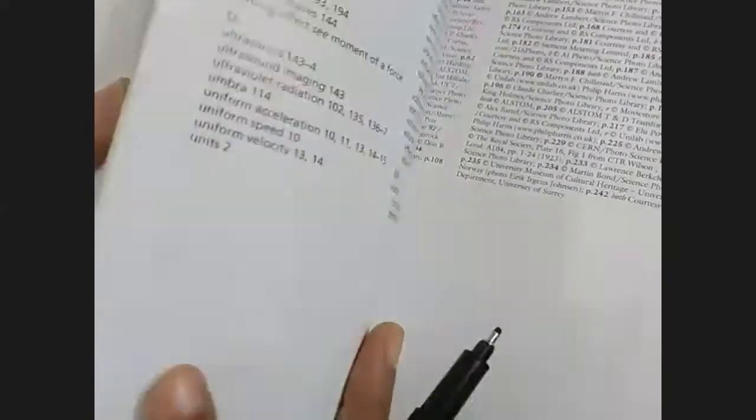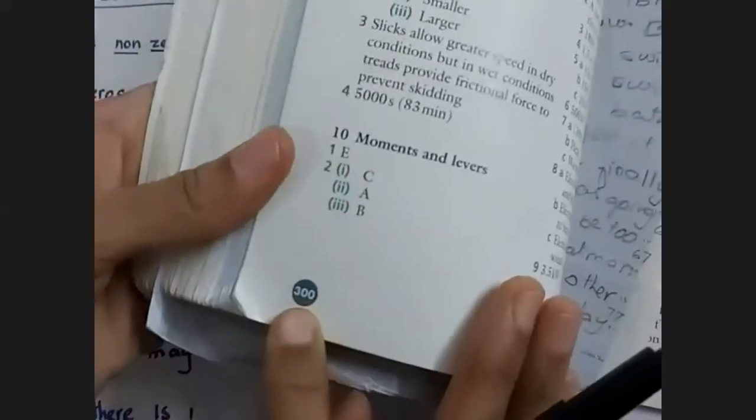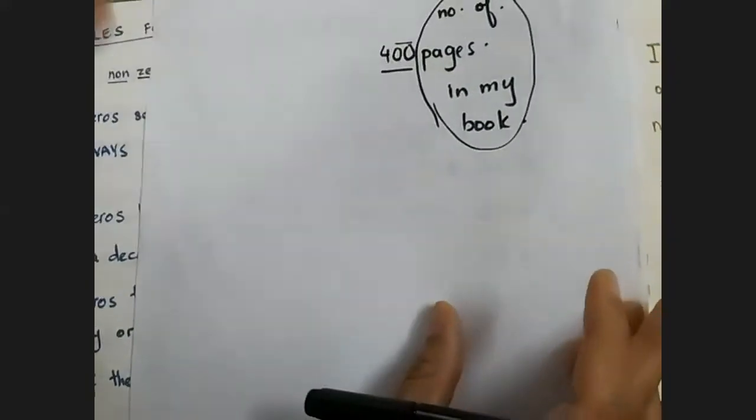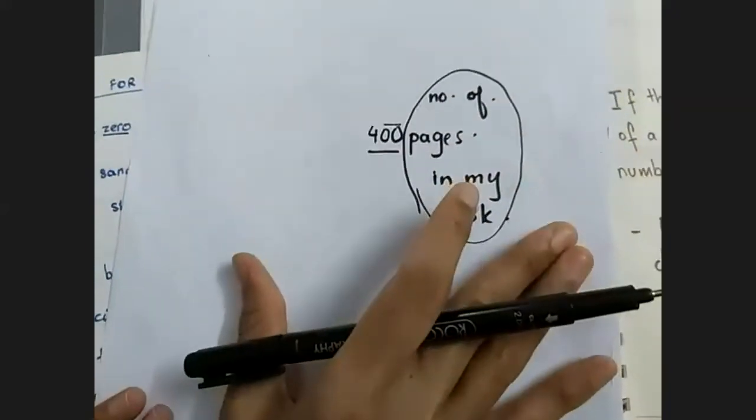For example, this is my physics book. Let's suppose 300. For example, this is the last page. I'm just giving you an example. I know for sure it's 300. This is not an estimate. This is actual 300. So I know for sure it is 300. These two zeros are not estimates. So that is why these two zeros are significant, because they are accurate.